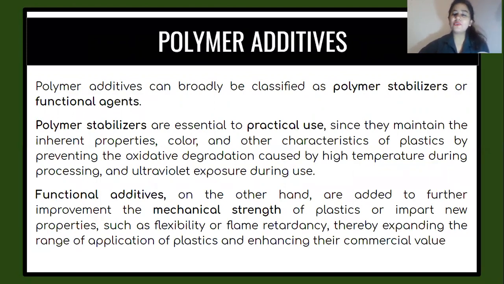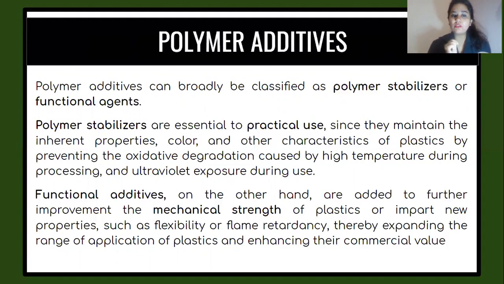Now, as you can see from the name itself, a stabilizer helps in stabilizing. It helps in supporting the polymer for a longer duration of time for practical day-to-day activities. They maintain the inherent properties like color and other characteristics of the plastic, so that it does not undergo the oxidative degradation caused by the higher temperature during processing and the UV exposure during usage. If you take a colored bottle and use it for a long time, the color starts to fade, but only after a very long duration. That is because a polymer stabilizer has been added, so the color remains for a longer duration of time.